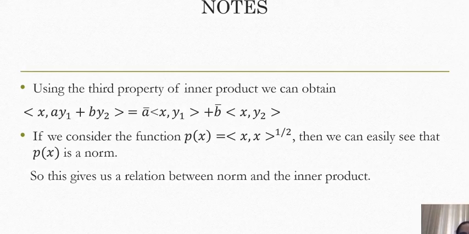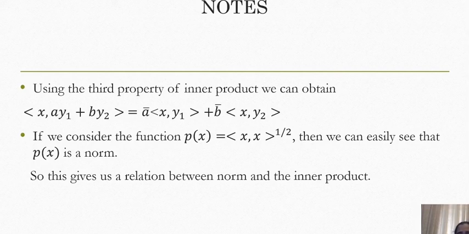That was very easy to prove. Now I had stated in the previous slide that there is a relation between the inner product and the norm. If you consider a function p of x equal to inner product (x, x) raised to 1 by 2, then we can easily see that the function p of x is a norm, that is, it satisfies the three properties of the norm. We will deal with it in the following classes.